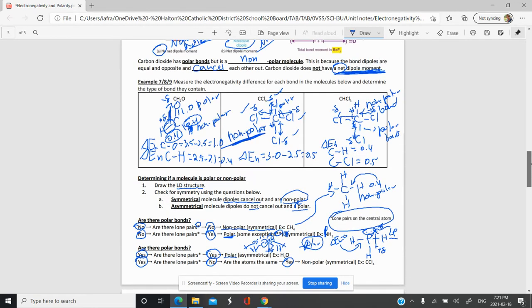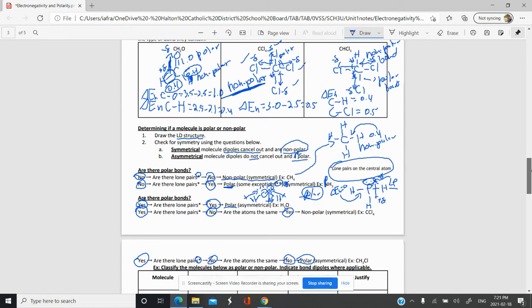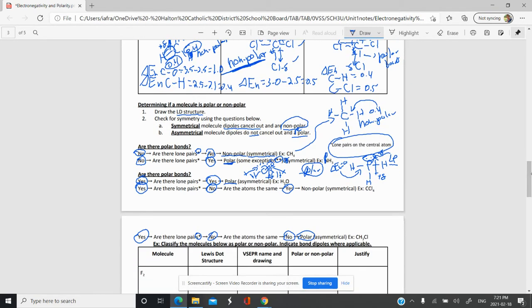You can look at CH3Cl, for example. So a lot of these are non-polar bonds, but you do have a polar bond here. And so the overall dipole moment is going towards that Cl side of the molecule. It doesn't cancel out because the atoms aren't the same. You're not pulling equally in all the different directions.